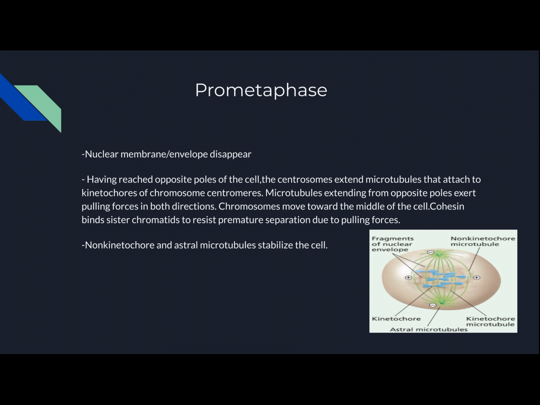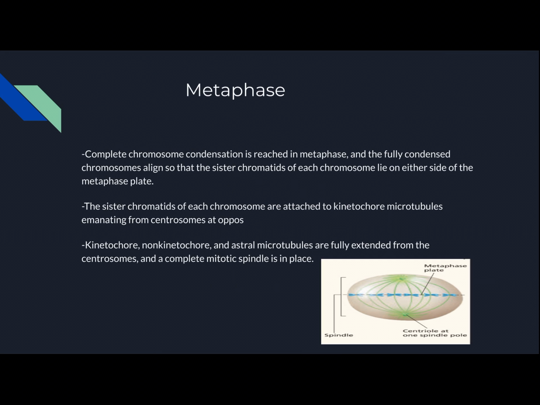So I would say the most important thing to know for prometaphase is that the nuclear membrane disappears, and then the microtubules start to extend from the centrosomes, because the centrosomes have already migrated to opposite sides of the cell. And so metaphase is essentially when complete chromosome condensation is reached. The chromosomes have fully condensed, and then the chromosomes begin to align so that the sister chromatids of each chromosome lie on either side of the metaphase plate. So essentially, we just have the alignment of chromosomes and daughter chromatids in the metaphase plate, or in the middle.